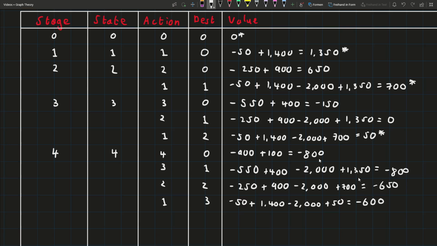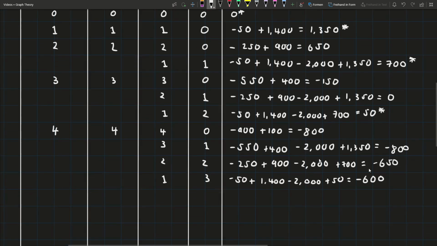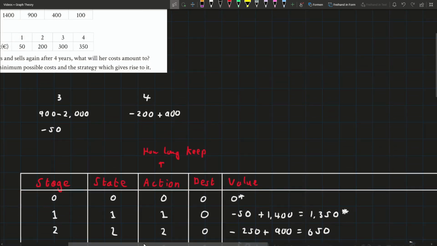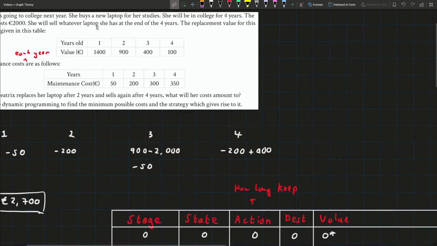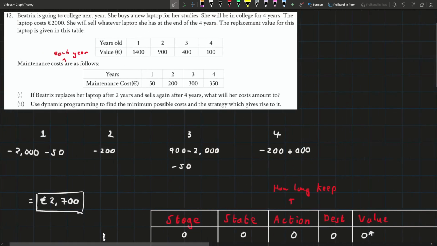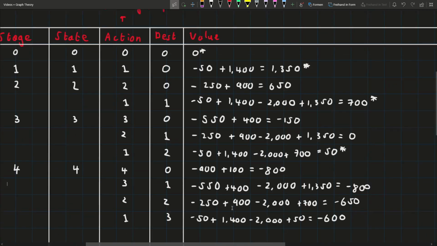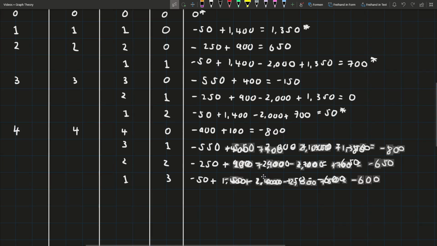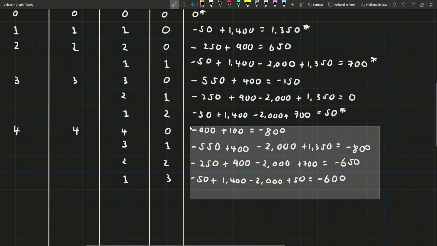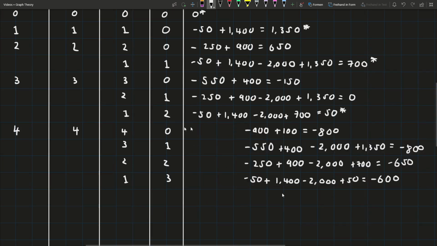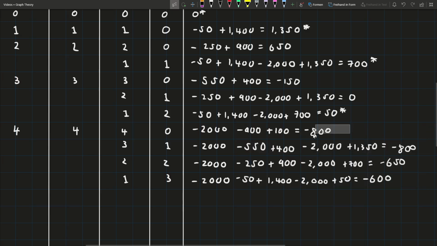I've noticed I have made a mistake here. So this isn't how much she spends, because remember, 4 years left is the very beginning, right? And she buys a laptop for the studies at the very beginning. Again, I would hope they'd be a bit more clear about that. So at the beginning of year 4, she already spends minus 2,000 on a laptop. So these actually all have an extra minus 2,000 on them. Sorry about that. These all have an extra minus 2,000 on them, which means that this is going to be minus 2,800. And then basically we're just adding 2,000 onto all of them.